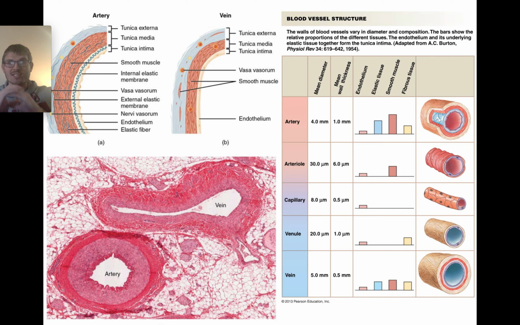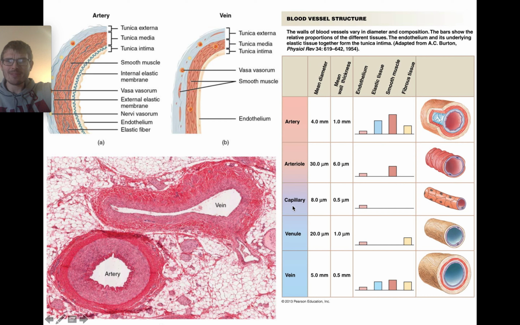It is literally just a hollow tube, a very narrow hollow tube that has a mean diameter of just 8 microns, as compared to veins and arteries, which are almost 1,000 times wider than a capillary is. So capillaries are just very, very narrow hollow tubes that are made up of vascular endothelial cells.